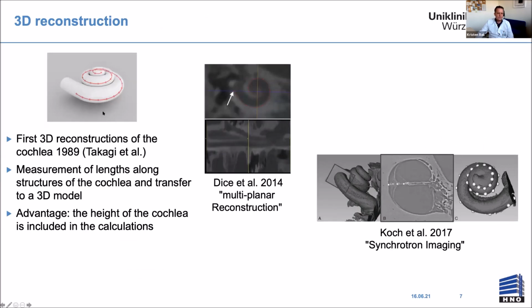In the end, then there's a 3D reconstruction. They were first published in 1989. And here you measure the cochlea in a 3D model around structures, like shown here by Dice et al. with this multi-planar reconstruction, or also nicely shown in this graph by Koch et al. from 2017, where they set the points around the 3D image of a cochlea.